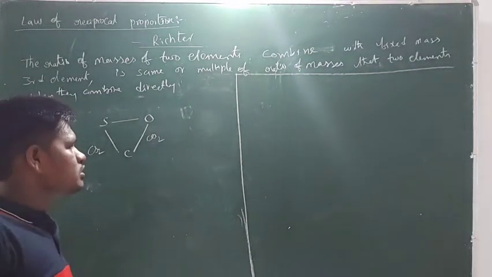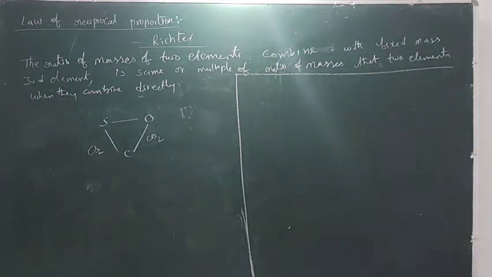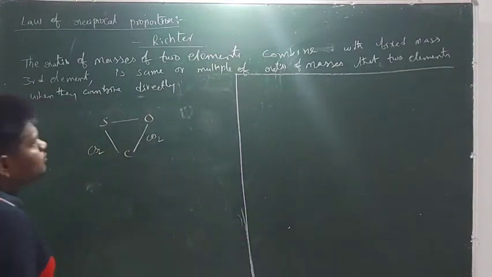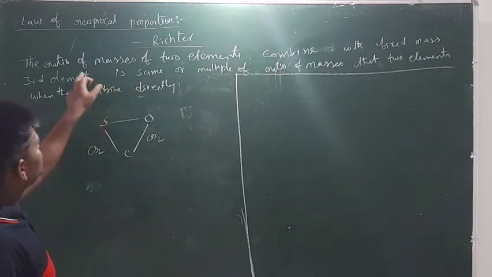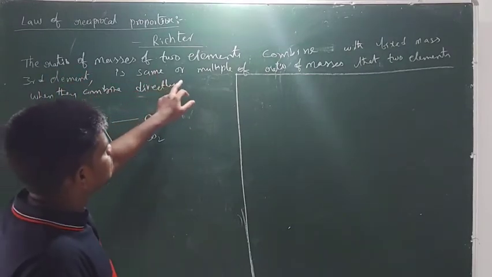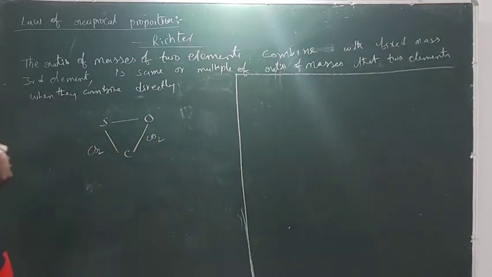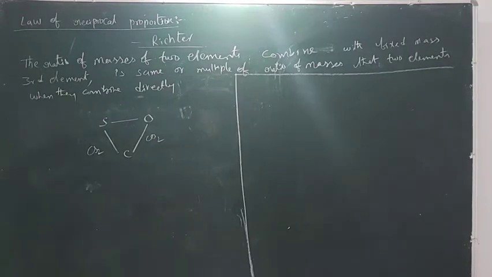Hi students, in this class I want to teach the law of reciprocal proportion. So let us see the definition of this one, guys. The ratio of masses of two elements combined with a fixed mass of a third element is the same as, or a multiple of, the ratio of masses of the two elements when combined directly. So this definition, guys, we can understand by using one example.